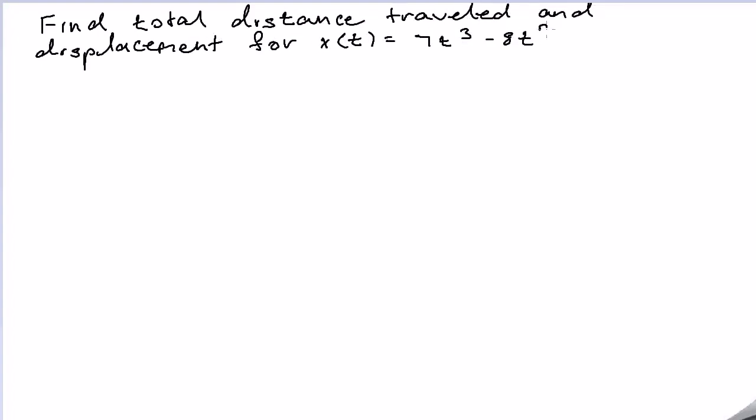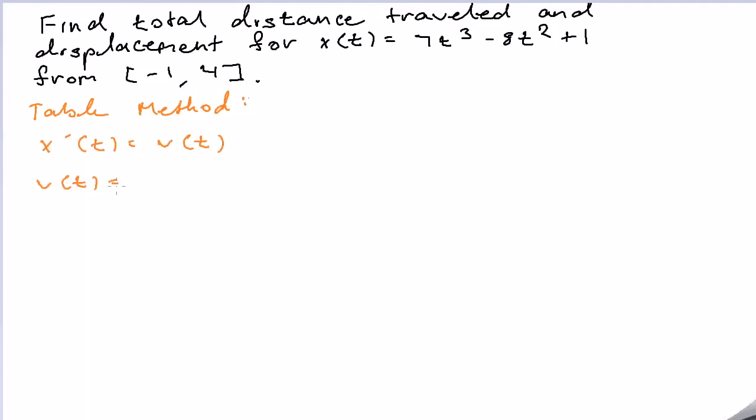Next, we'll be finding the total distance traveled and the displacement for the function x of t equals 7t cubed minus 8t squared plus 1 from the bounds -1 to 4. So we're going to start with the table method. Since we know the derivative of the position function is a velocity function, we'll take the derivative of x of t and get 21t squared minus 16t.